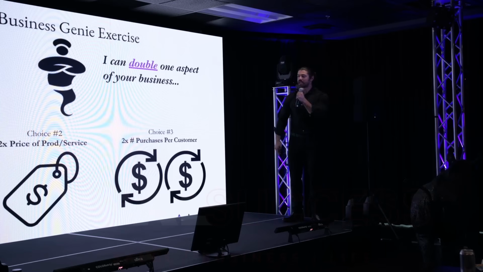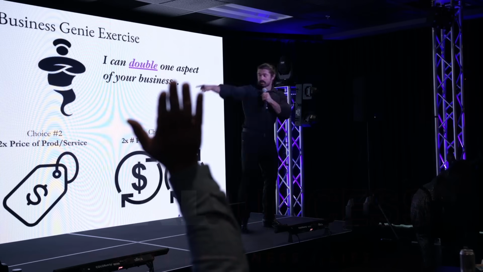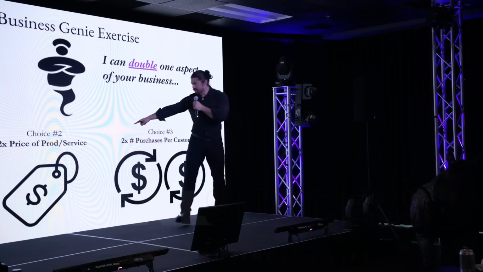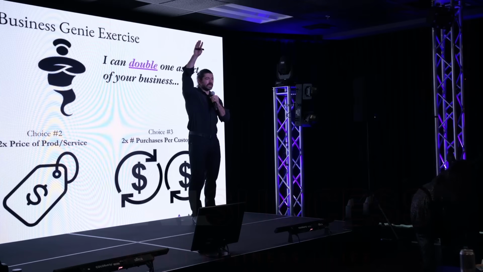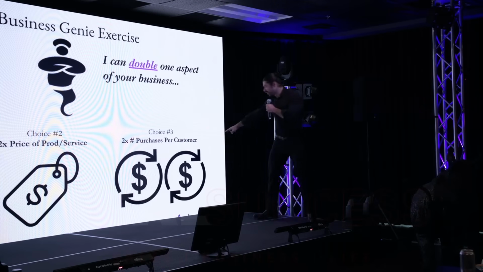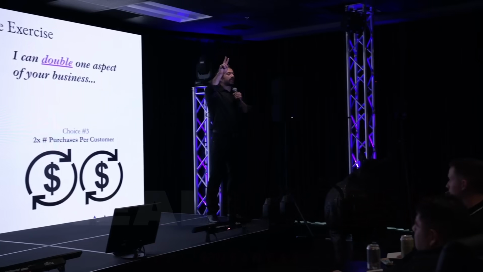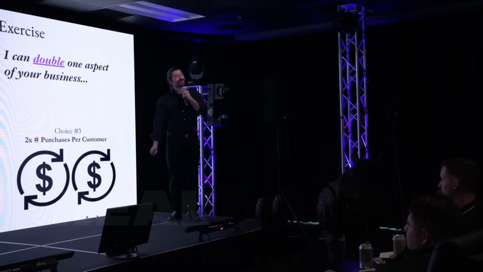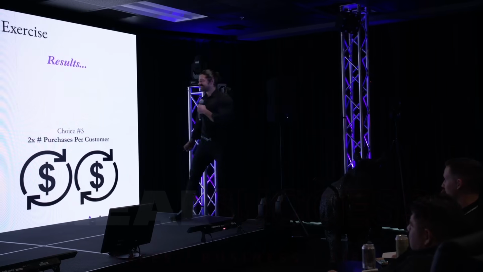All right, I'll do raise hands on choice number 1. Choice number 1, this one, double number of clients. Okay. Choice number 2, double price of product and services. Okay. Number 3, double the amount of purchases everyone makes. All right, so we have a really even split, which is perfect. All right, so let me walk through some cool shit with you.